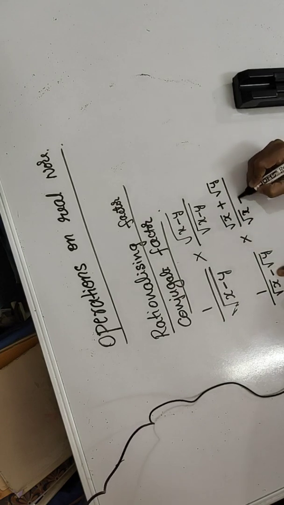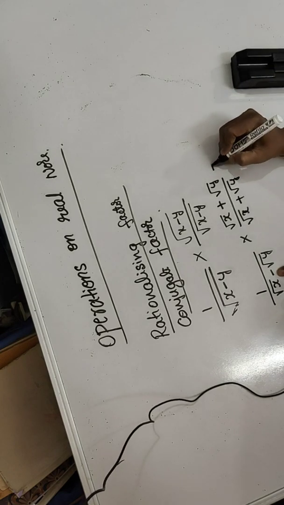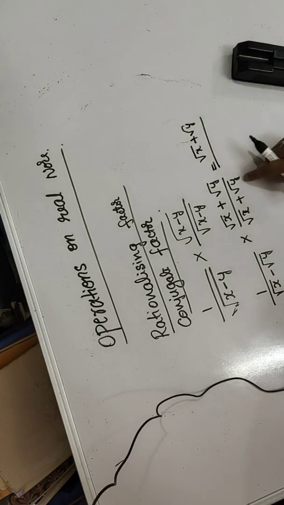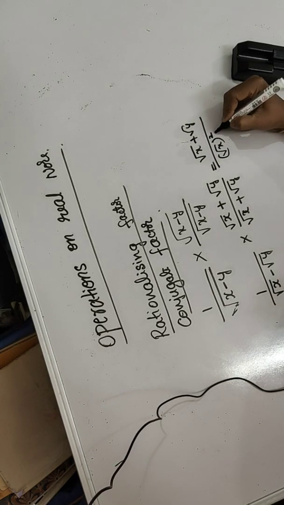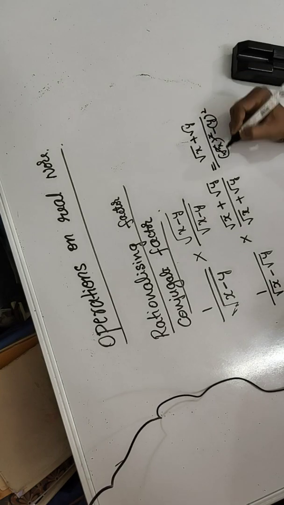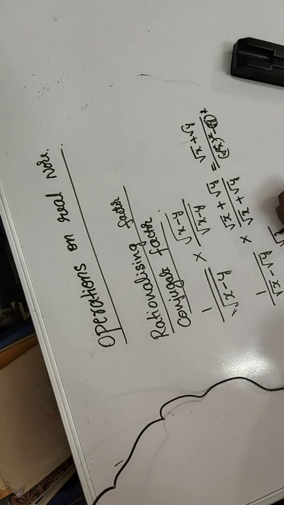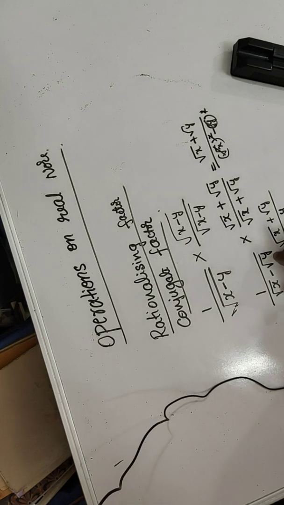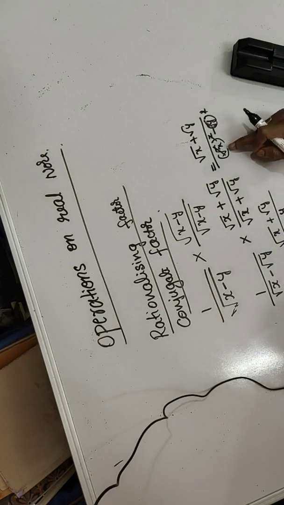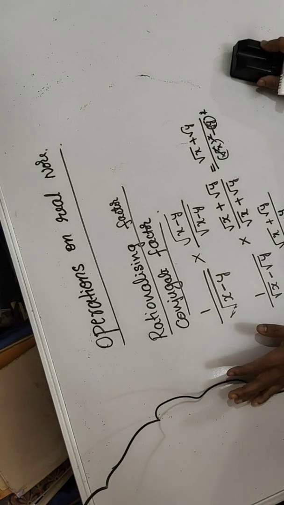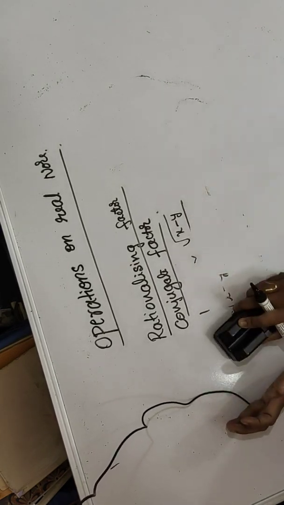If it is minus here, you will get a plus one. If you multiply, you will get root x plus root y. Here you are getting a minus b times a plus b, so it is a square minus b square. Square and square root cancel. So you get the answer, root x plus root y divided by x minus y. Always, when you have separate square roots, the conjugate factor in the denominator gives a square minus b square only. Okay, I think you understood this one. I'll solve one more question.